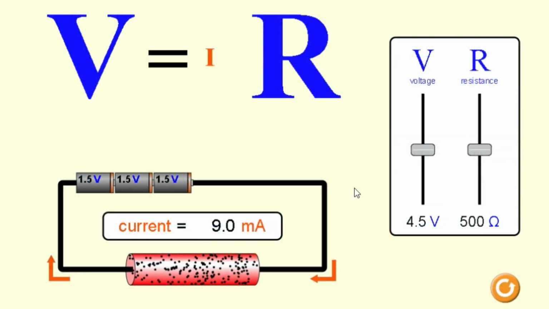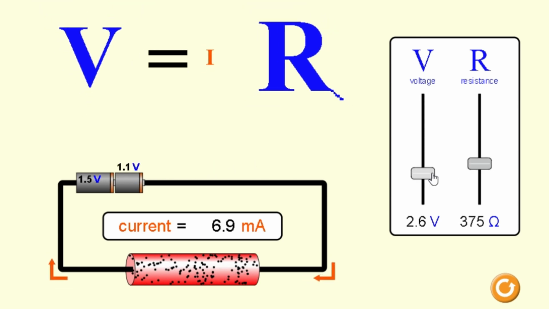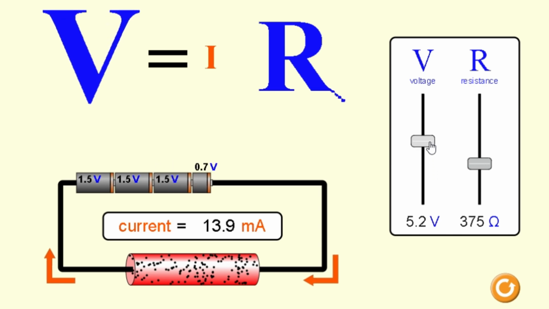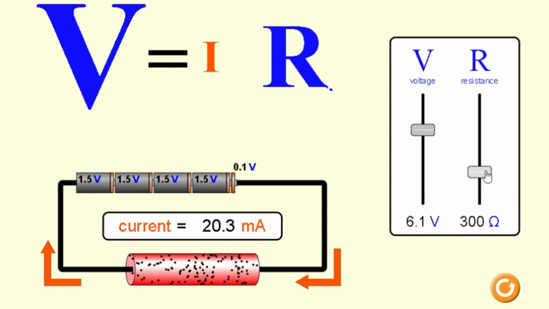On the screen, we have an Ohm's law simulator. This simulator is available through the link in the description. Feel free to experiment with different values and test your understanding of Ohm's law. We can change the voltage and resistance and instantly see how the current changes. Let's start with 6 volts and 300 ohms. Using Ohm's law, current equals 6 divided by 300, so the current is 0.02 amperes, or 20 milliamperes.